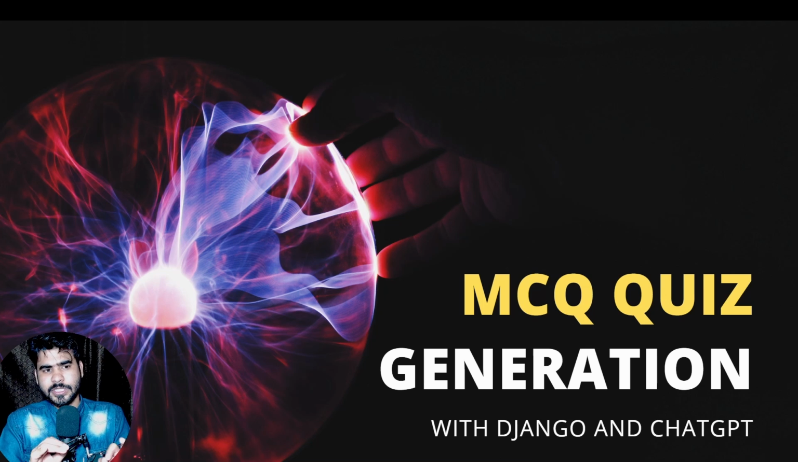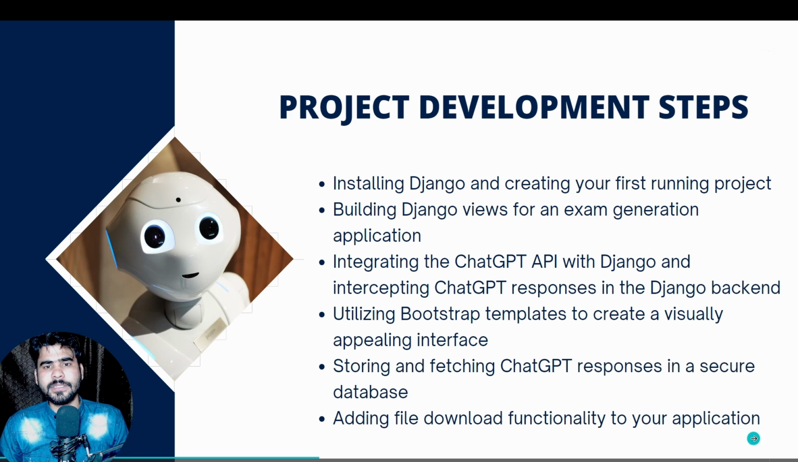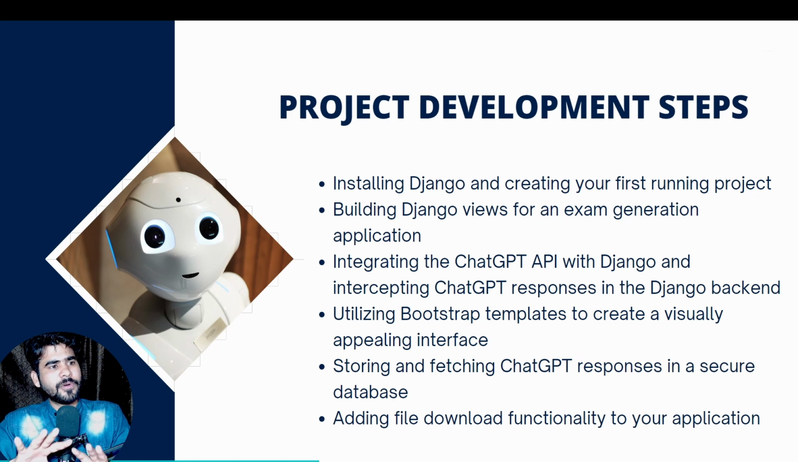Okay, so this is the complete problem statement that we have, where whatever the text data that we have, we can enter our complete text data in our application, and based upon that we can generate MCQ based questions, options as well as answers. Now let's try to understand the complete technical requirements. Before understanding the technical requirements, let's try to understand the complete project development steps.